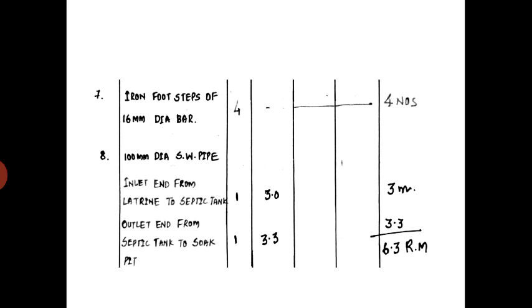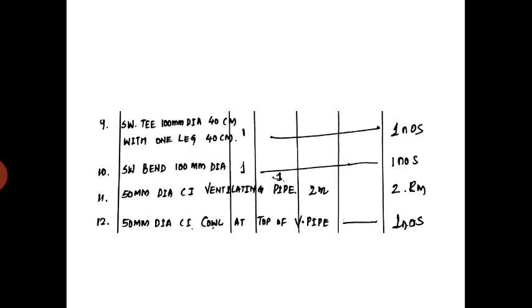Then if you calculate the outlet end from the septic tank to the soak pit, if you see that calculation, it will be 3.3, 3 plus 30 centimeter extra. So then in total you will get 3 plus 3.3 meter, that is 6.3 meters. Then SW T, a T type of pipe of 100 mm dia, 40 centimeter length, that will be 1 number.